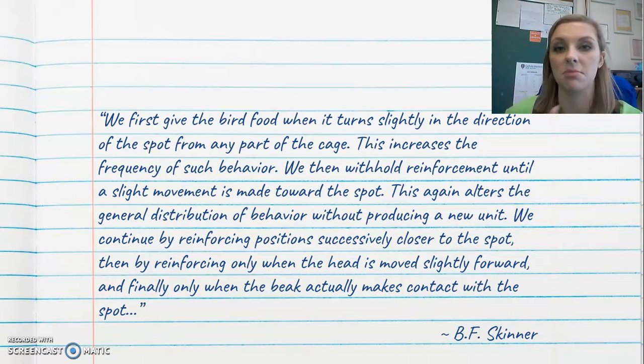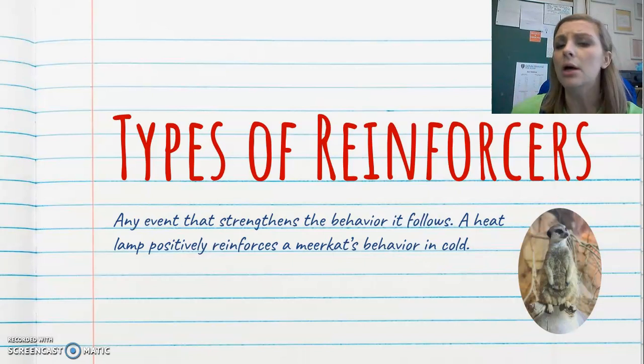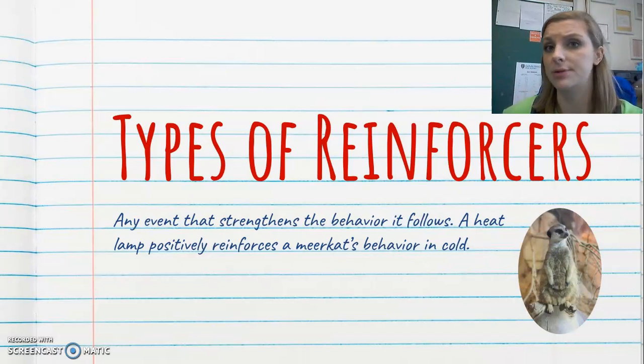This idea of taking baby steps, that's exactly what B.F. Skinner is saying. They just did it in the Skinner box or the Operant Chamber. So, what can be used to reinforce animals, humans? There's two different types. Okay, but first we need to know what a reinforcer is.